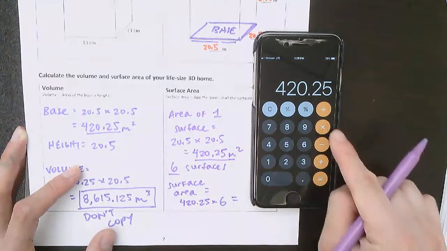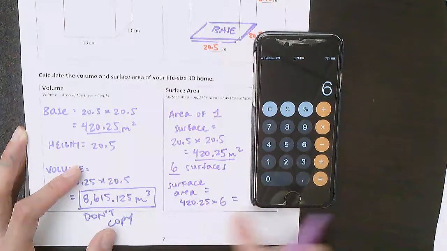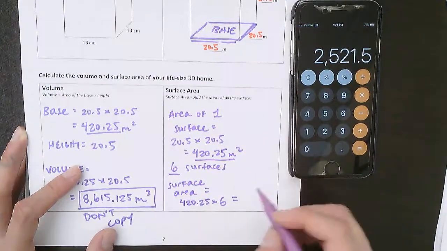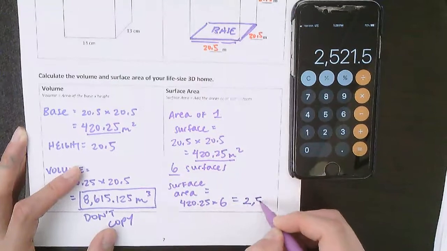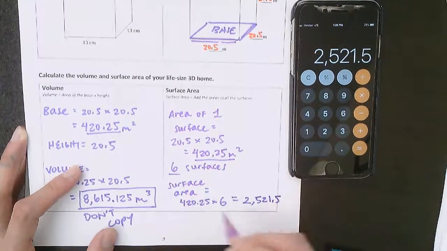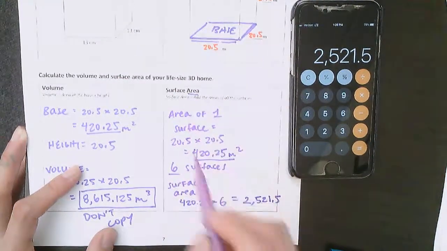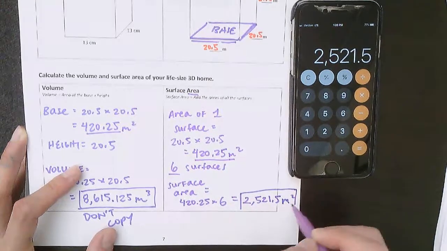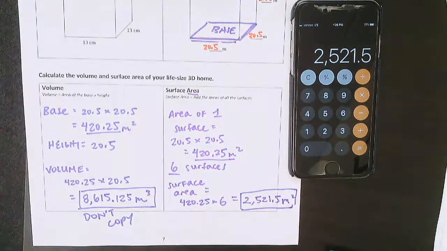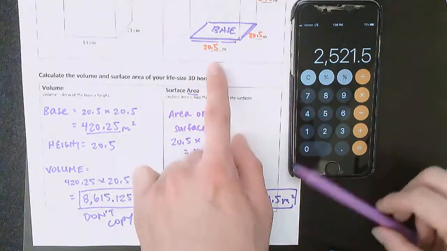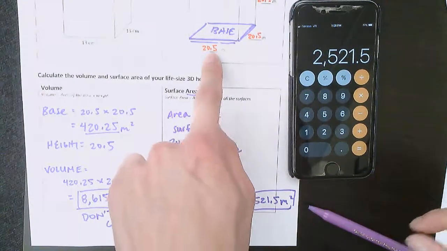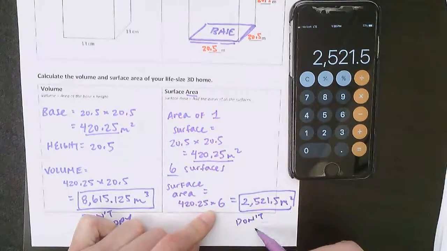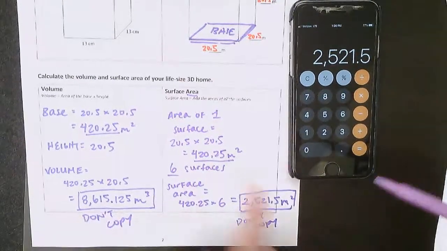420.25 times 6 for 6 surfaces, 2,521.5. My units are, it's surface area, so area is meters squared. That is how I would find the surface area if the width of my life-size home was 20.5. But again, don't copy this number exactly because it won't be correct. You're going to use your own numbers.